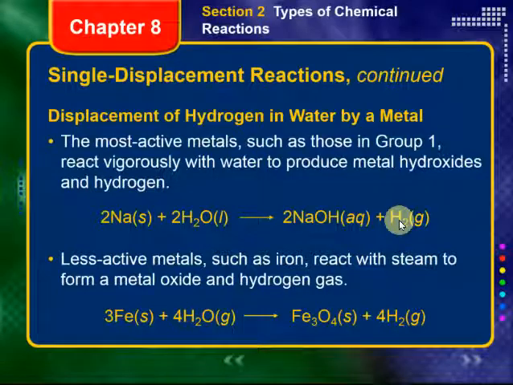It's H2 because hydrogen is a diatomic molecule. So here we have a metal reacting with water to create a metal hydroxide and hydrogen. Now, that's for the more active metals. If we go down the list to the less active metals, and again, you don't have access to this list yet. You will by the end of this lecture, but right now you don't have access to this.